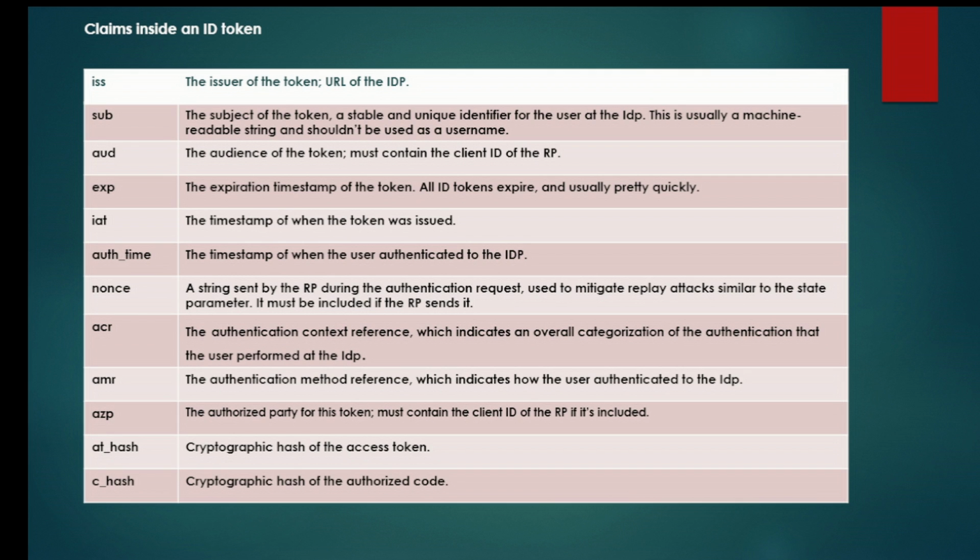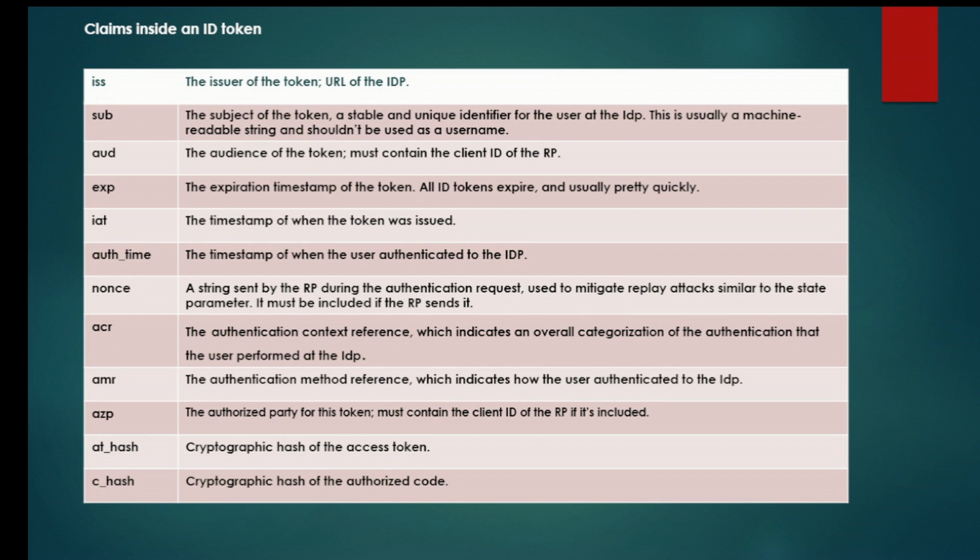Then you have IAT, that is a timestamp when the token was issued. Then auth_time, that is a timestamp of when the user authenticated to the identity provider. Then you have nonce, that is a string sent by the relying party during the authentication request, used to mitigate replay attacks, similar to the state parameter. As you have seen, we have discussed the state parameter.